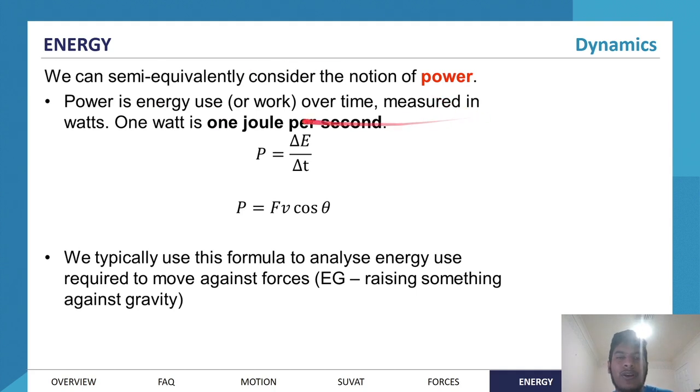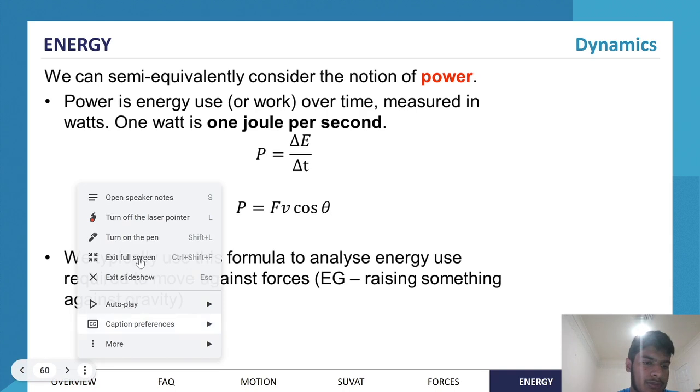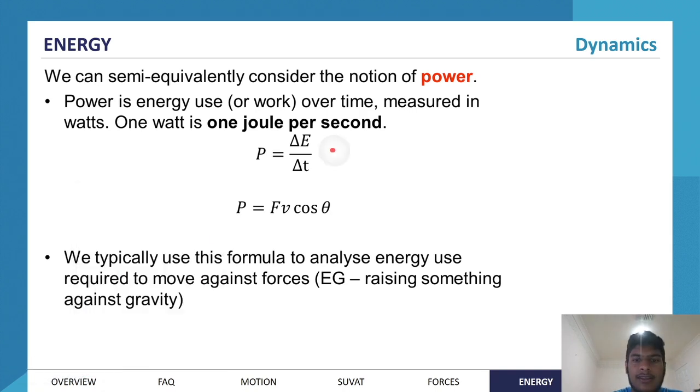Remember we talked about energy being measured in joules, right? So power is measured in joules per second because it's the rate at which energy is used. And you can also see it expressed as force times velocity cosine theta, because if we express the change in energy as the work done over time, we can say that work is equal to F times S cosine of the angle theta.